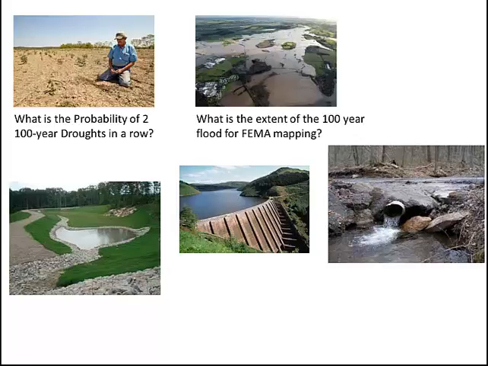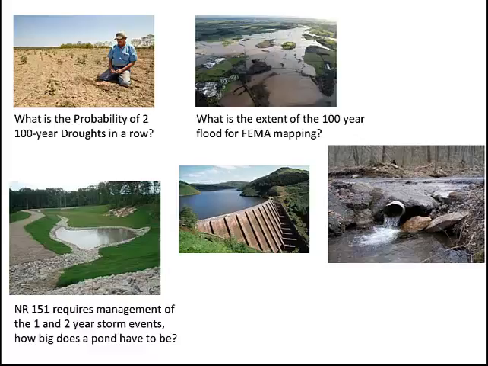Because FEMA wants to know that, because it can define what we call a floodplain, and it could change who and how things can be built in that area. In this state, we have some administrative code called NR 151 that requires the management of 1 and 2 year storm events.